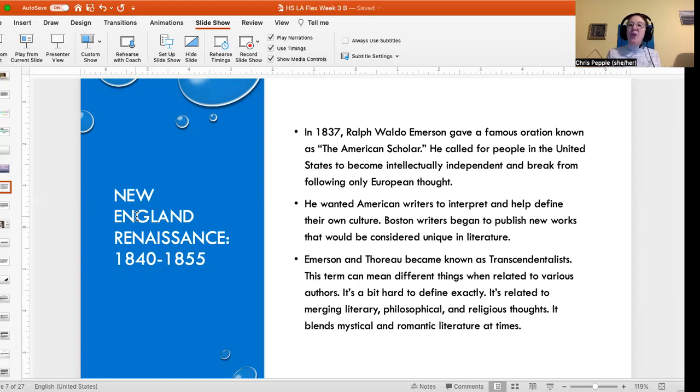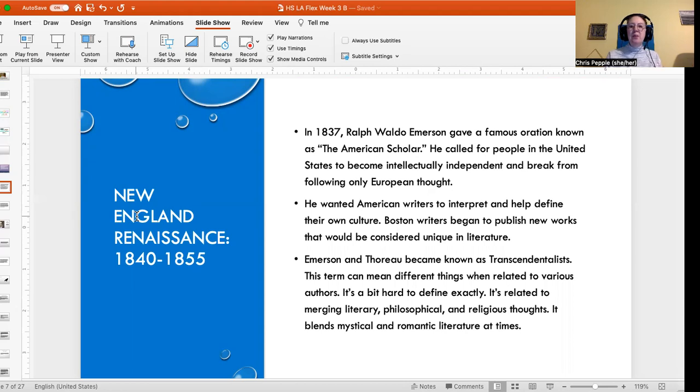What was happening on this soil? What were we seeing as we were developing as a nation? So Boston writers in particular began to publish new works that would be considered unique in literature. Then in that group, Emerson and Thoreau became known as transcendentalists. Now, this term, some people can give you a very set definition, but it really can mean different things related to various authors. It's a little bit vague, it's a little bit hard to define.